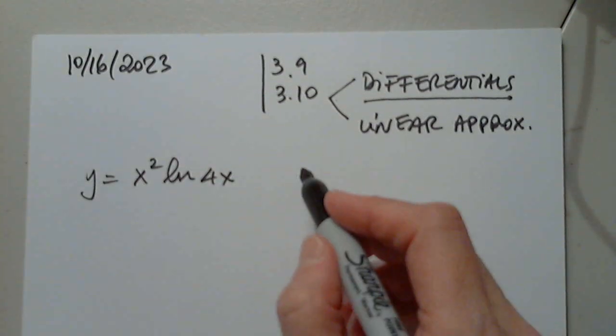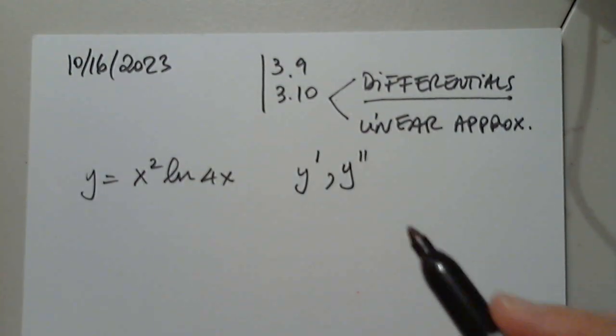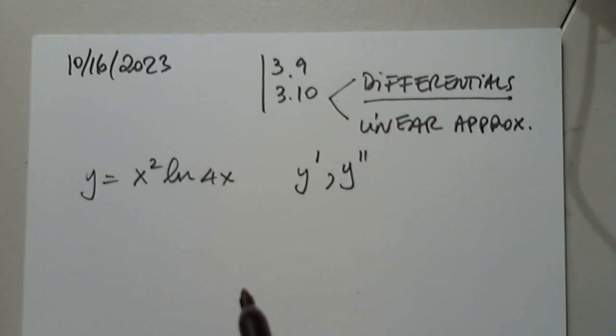And I thought I differentiated. So we want y prime and we also want y double prime? Yeah. Perfect. But it was marking my y prime wrong. Okay, so let's work on this.